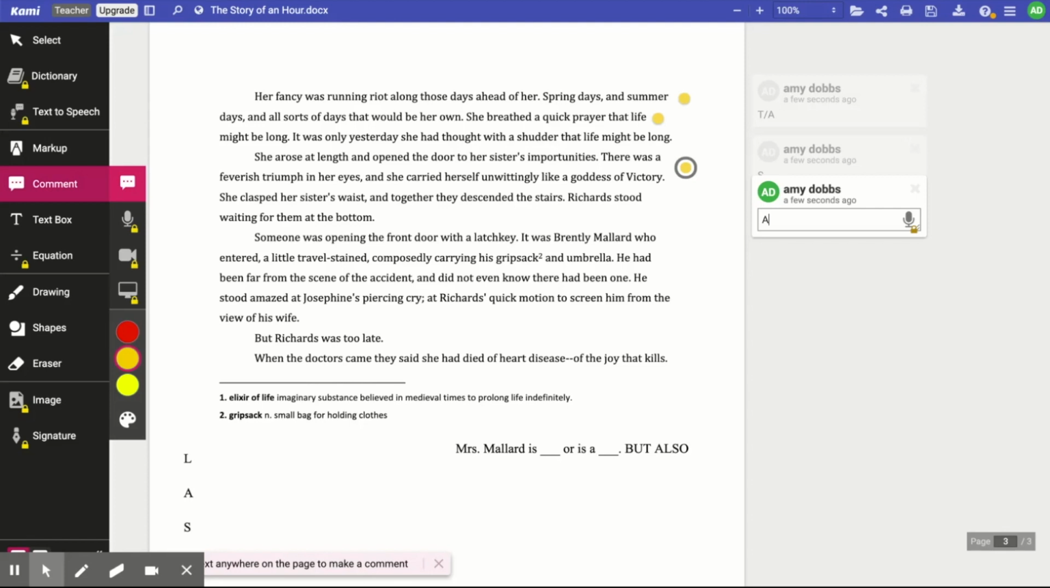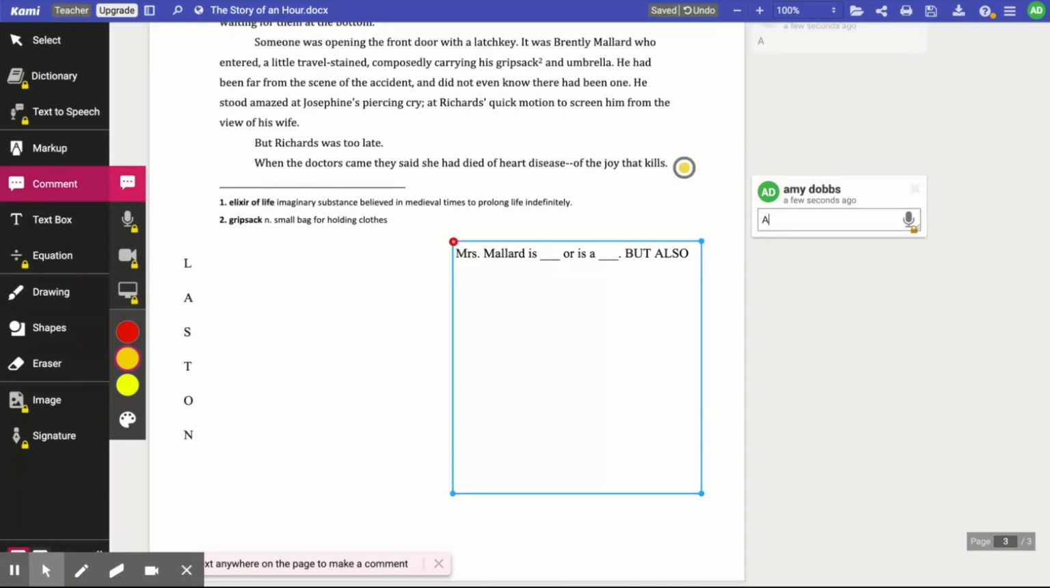Someone was opening the front door with a latchkey. It was Brentley Mallard who entered, a little travel-stained, composedly carrying his gripsack and umbrella. He had been far from the scene of the accident and did not even know there had been one. So where was he? He stood amazed at Josephine's piercing cry, at Richard's quick motion to screen him from the view of his wife. But Richard's was too late. When the doctors came, they said she had died of heart disease, of joy that kills. So the last action that we have of her is that she dies of joy that kills.